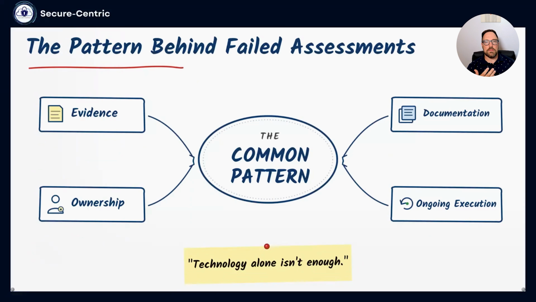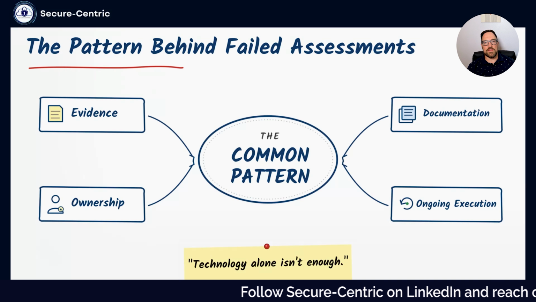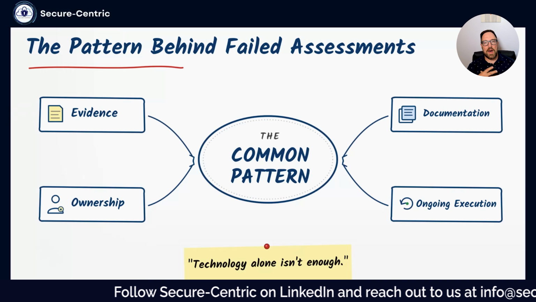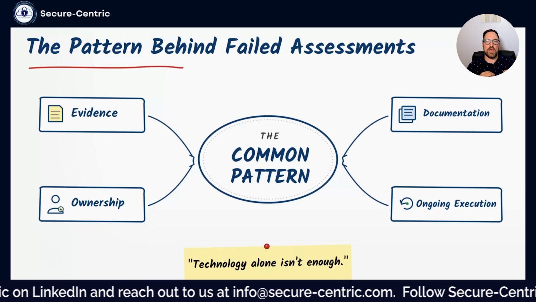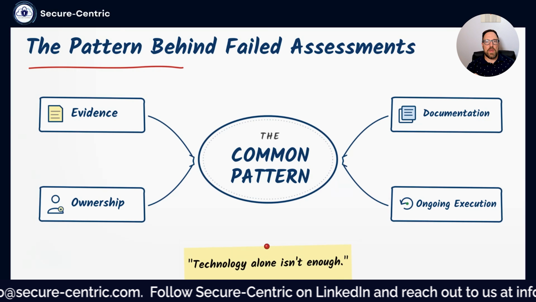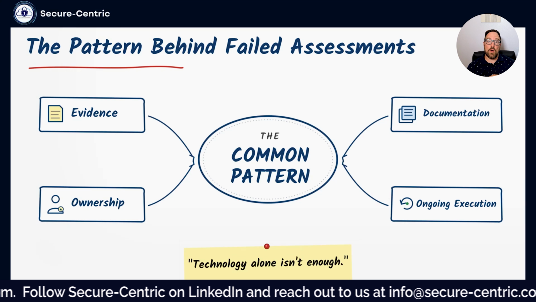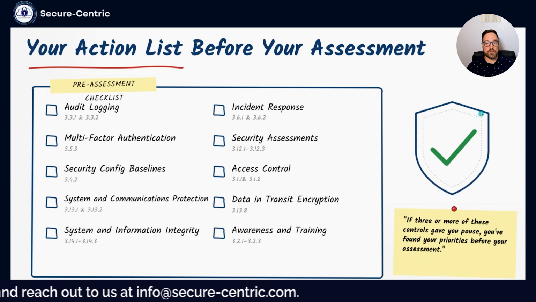So there you have it, right? We just walked through 10 controls, all of them fixable, none of them requiring more technology or a massive budget, right? But you have to have ownership. You have to have evidence, right? And the common pattern here is that the companies that I walk into, they don't have bad security, right? They just don't have someone that's connecting the security work they're already doing to the evidence requirements of the controls.